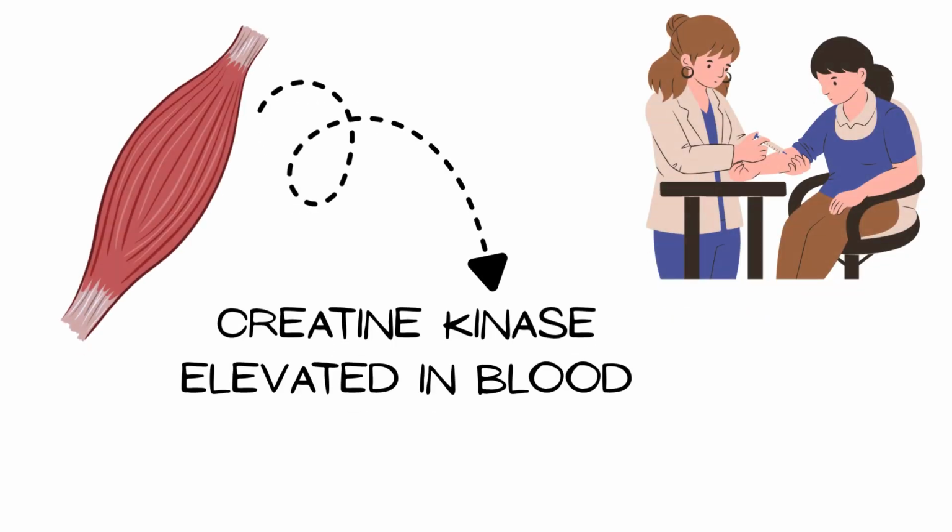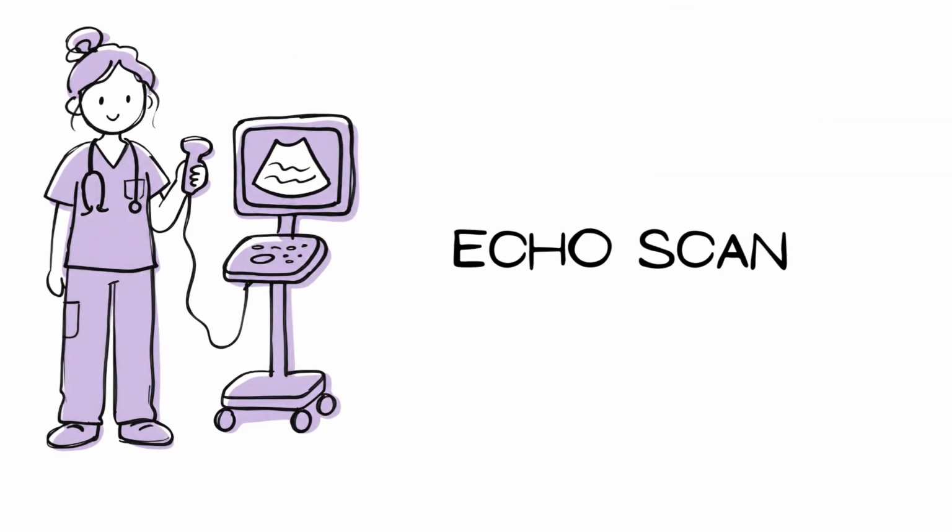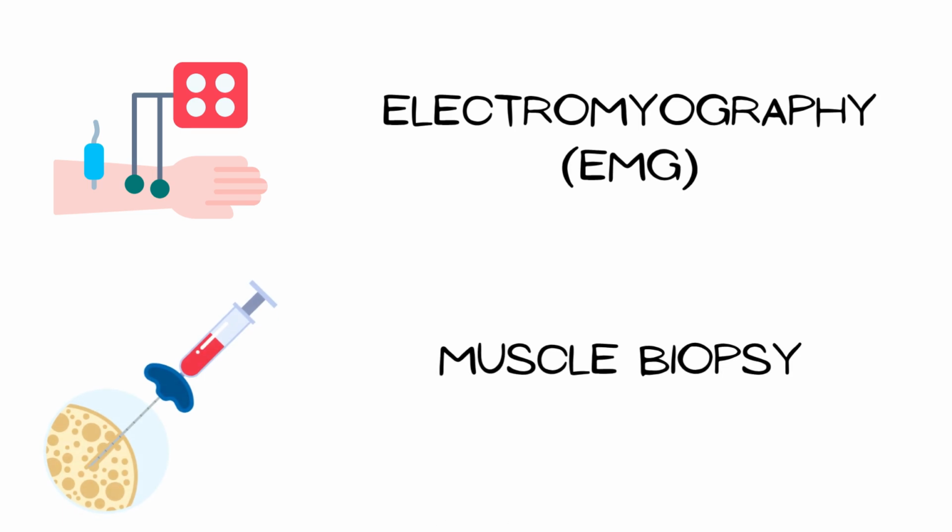Creatine kinase is a parameter which is often elevated in blood from the birth itself, and with increasing age it tends to fall. Echo scan can help to identify the condition of the heart. Electromyography helps to identify the condition of the muscles, and muscle biopsy can help in confirming the diagnosis.